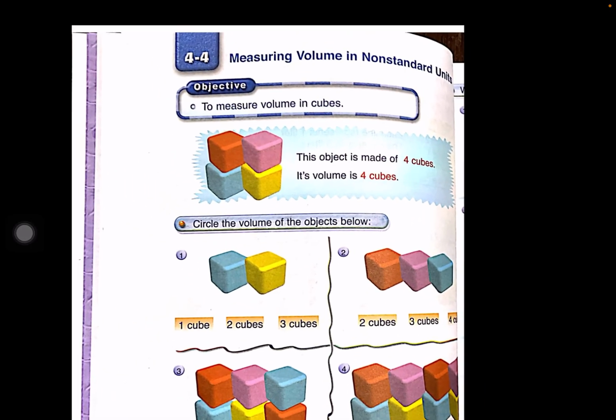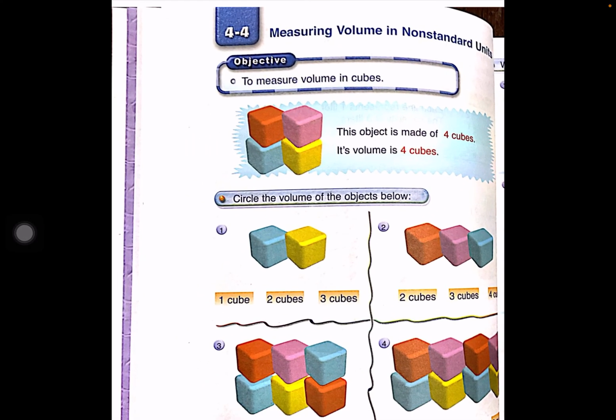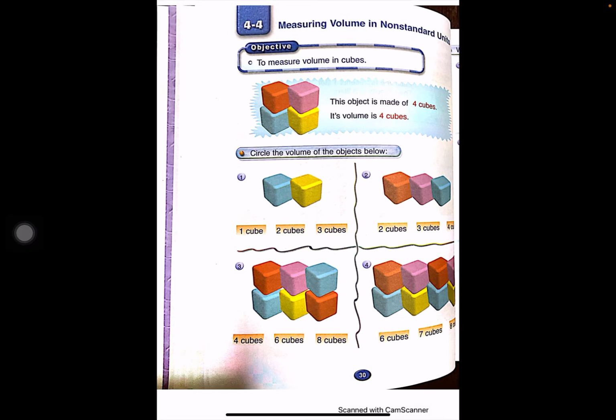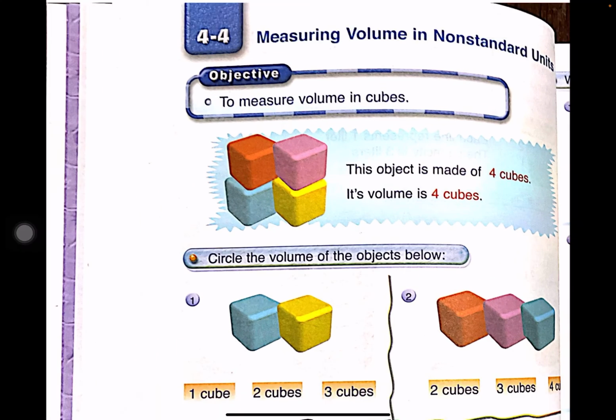I will go to the next lesson, 4.4. Yes, this is it. We are going to measure the volume in non-standard units. We are going to use these cubes. You have a box. They are asking about how much is the volume of this box. Volume means, of course, the box, you are not going to put liquid in it. You are going to use things like that, solid things.